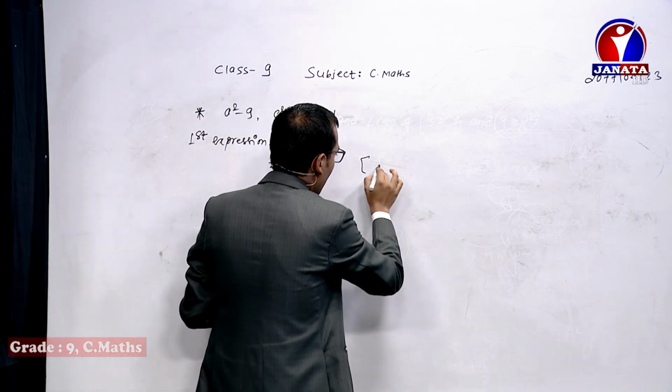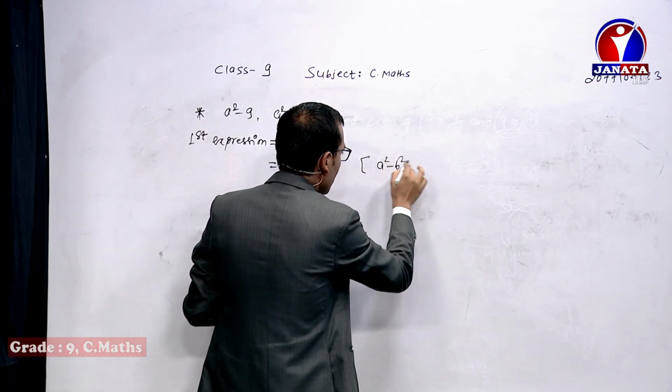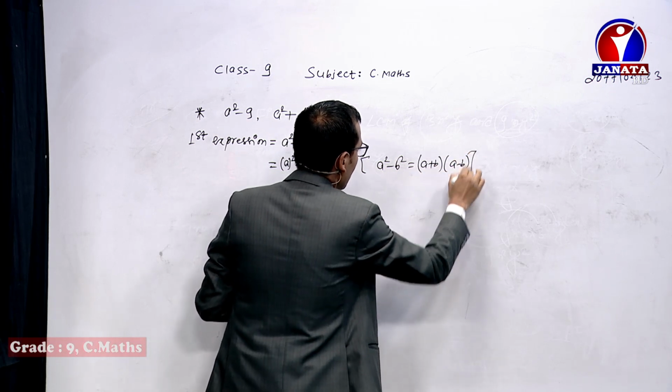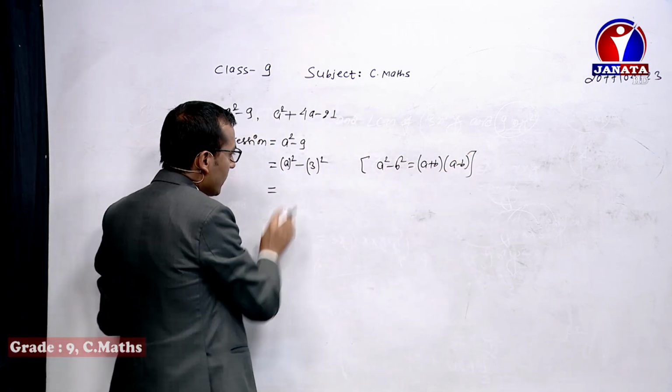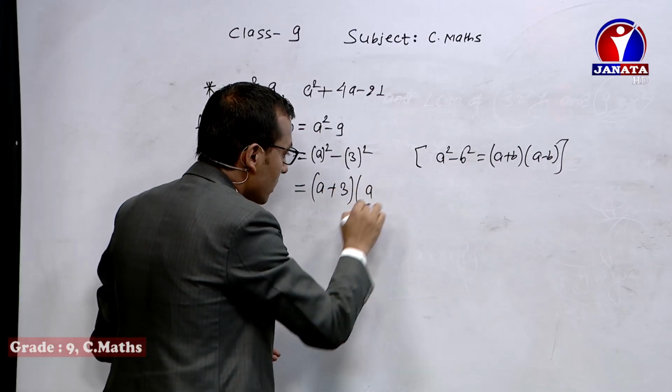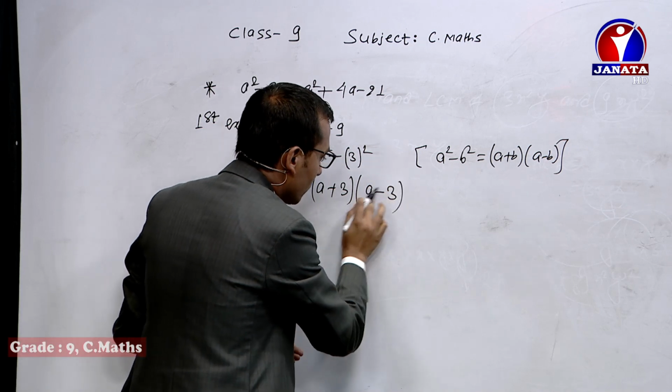So what is the formula of a square minus b square? Factors are a plus b, a minus b. What is a? So a is the same, a plus 3 times a minus 3. These two are the factors.